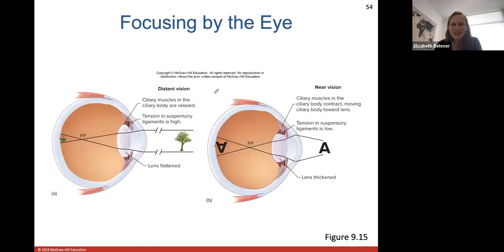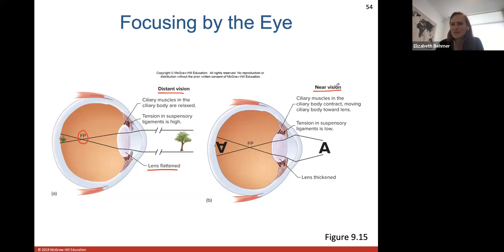So here we have focusing by the eye and how your lens focuses images, and how the lens will change shape to either see things distant or see things near. For example, if you're looking at a tree more than 20 feet away, your lens becomes flat. The ciliary muscles relax, the tension in the suspensory ligaments is high, so the lens becomes flat, and it will create this focal point anterior to the retina and invert the image of that tree on the back of the eye.